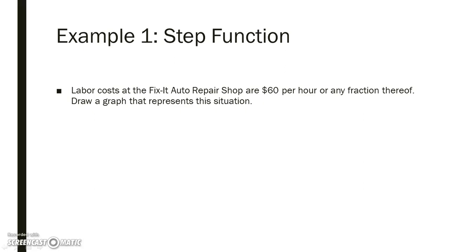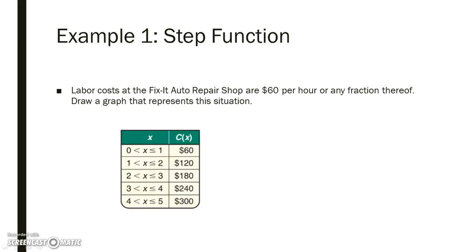So we're going to use the pattern of times and costs to make the table, where x is the number of hours of labor, and c of x is the total labor cost. Then we're going to draw the graph. So here is the idea. From 0 to 1, it's $60. From 1 to 2, it's $120. From 2 to 3 is $180, so on and so forth. We're going to graph this.